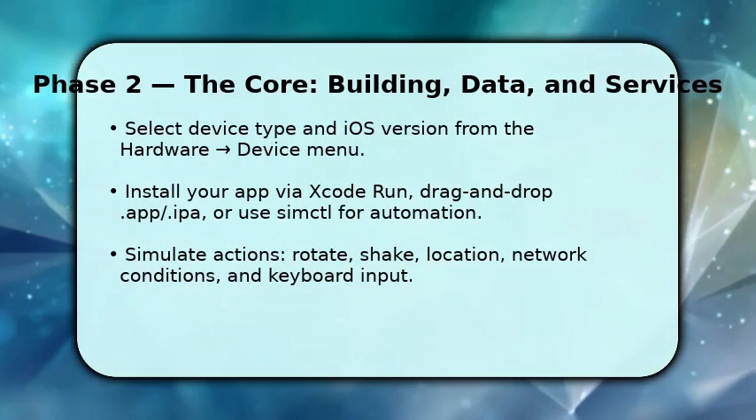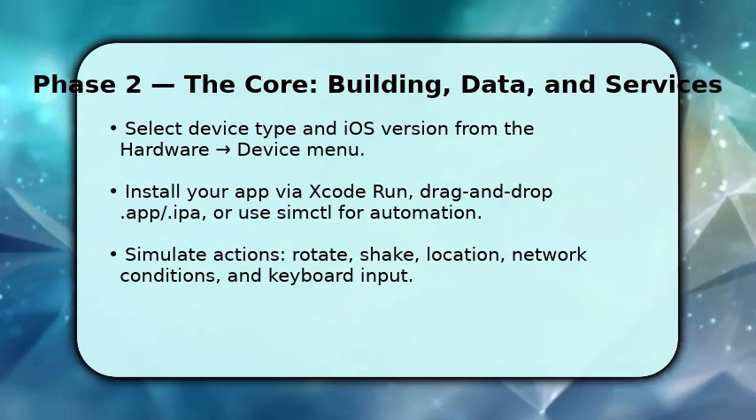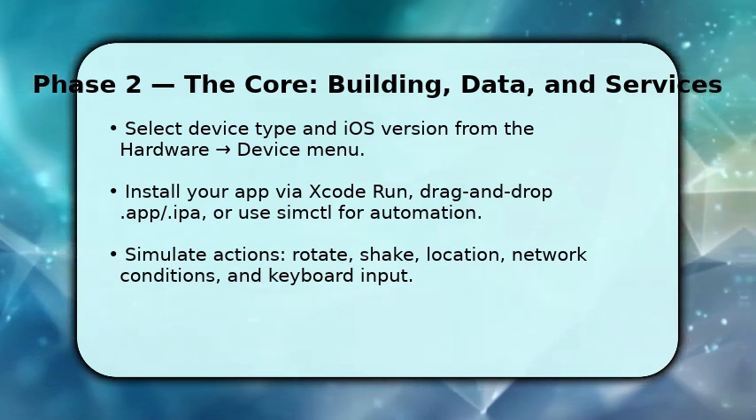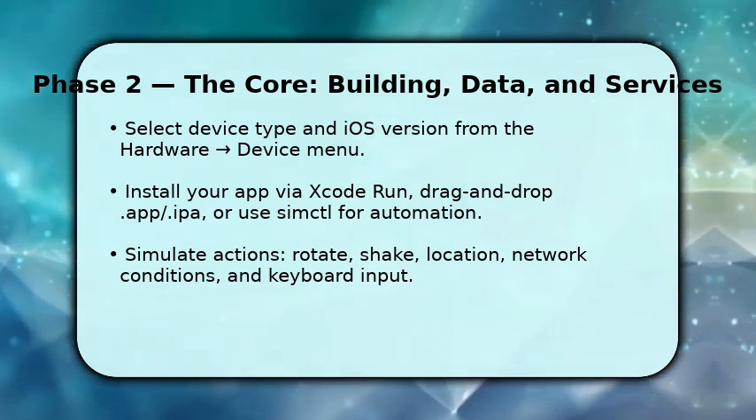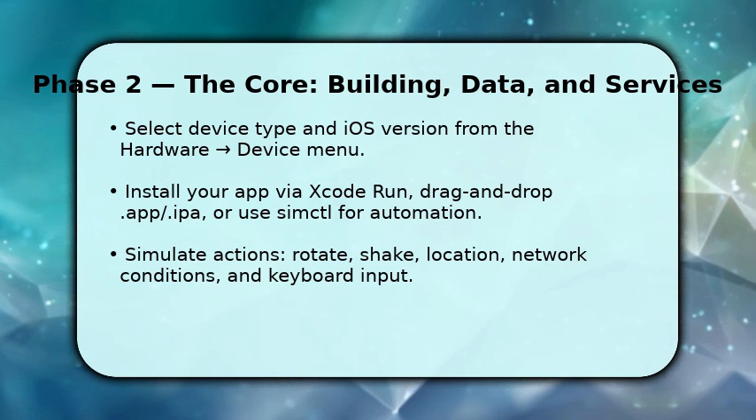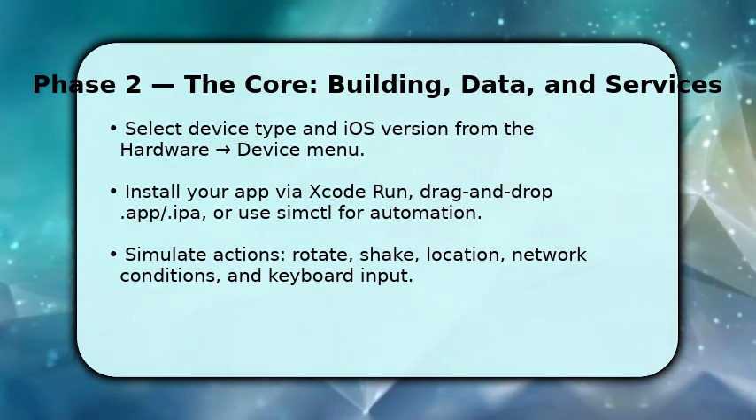Now you pick the right device and OS image so your app runs in the intended environment. Once selected, run your app from Xcode with the simulator target or drag an app into the simulator window. For CI, use xcrun simctl install and xcrun simctl launch.